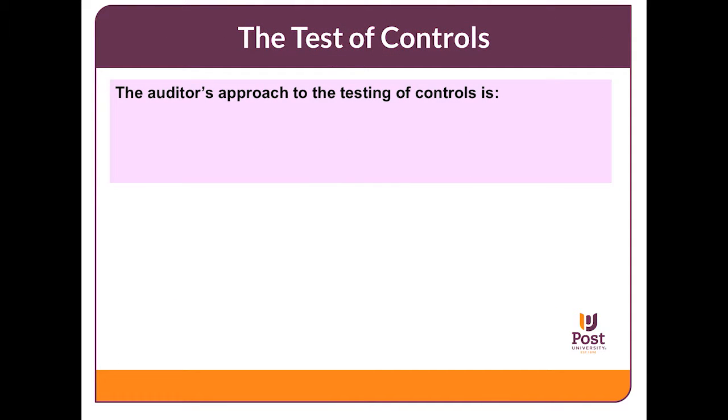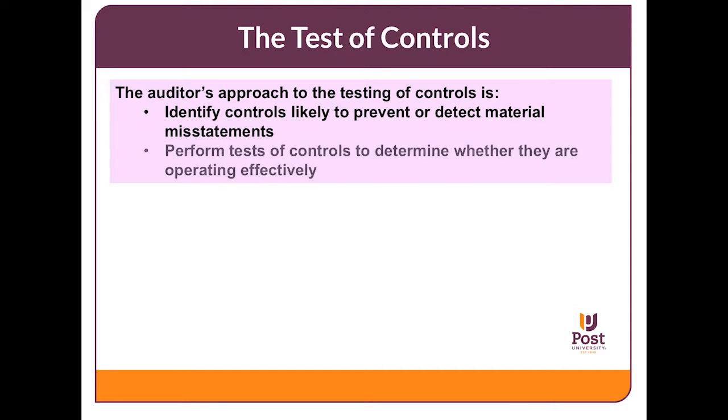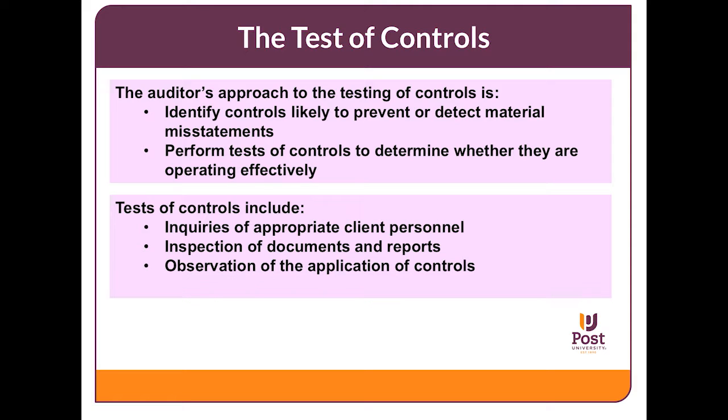The auditor's approach to the testing of controls is to identify controls likely to prevent or detect material misstatements, and perform tests of controls to determine whether they are operating effectively. Tests of controls include inquiries of appropriate client personnel, inspection of documents and reports, observation of the application of the controls, and reperformance of the controls.